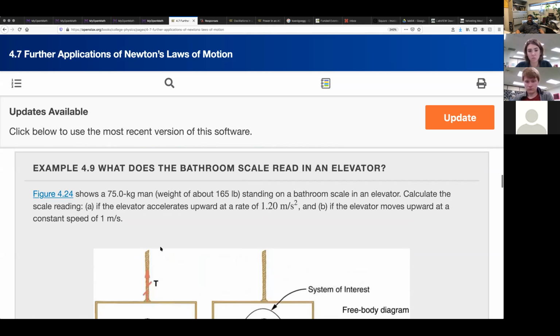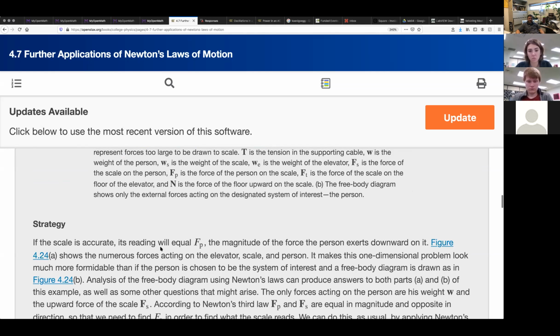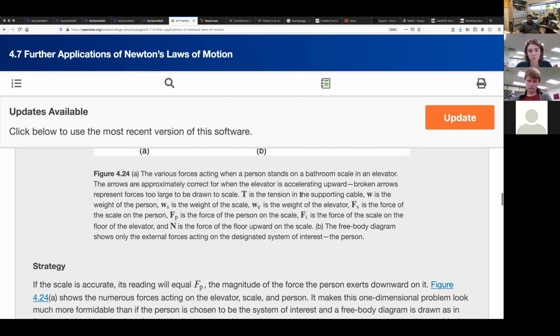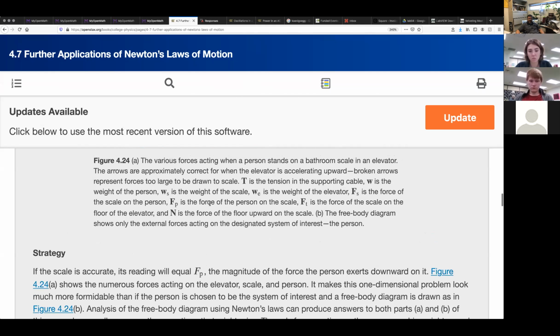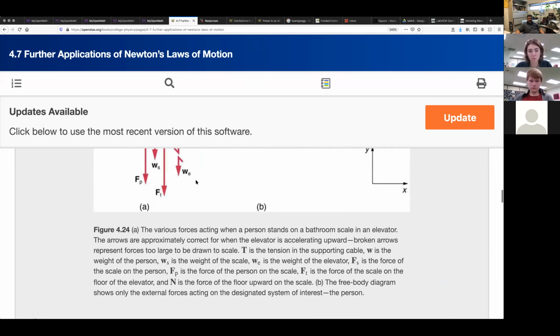I have to see which ones they're labeling which here. They have too many forces. So they have tension is the supporting cable, weight is the weight of the person. They have the weight of the scale. That one's obvious. The weight of the scale is downward here. The weight of the elevator, so that's a really big weight.